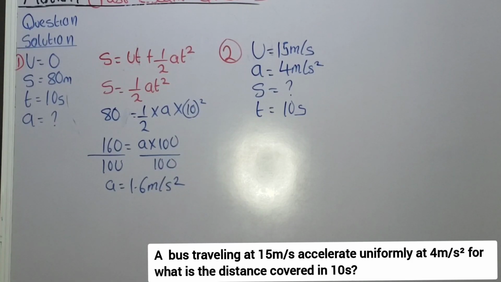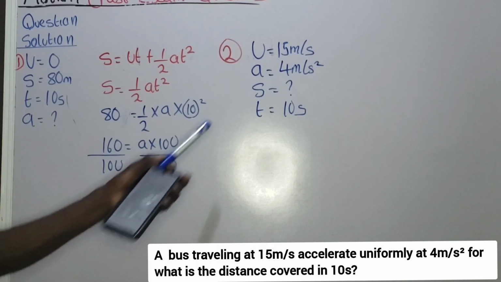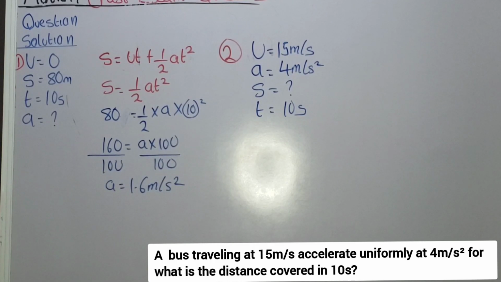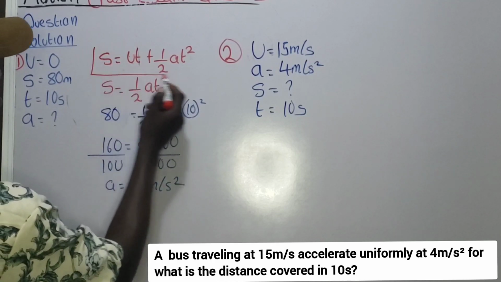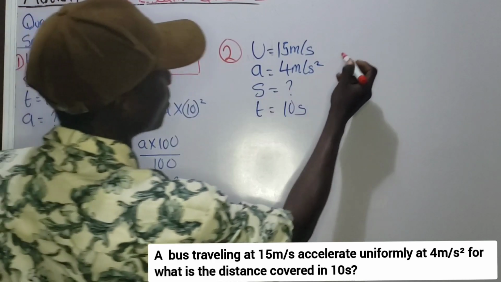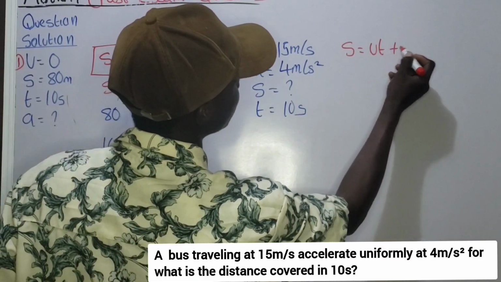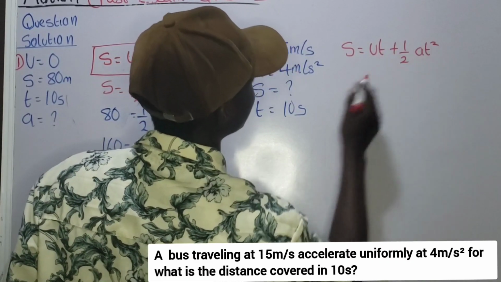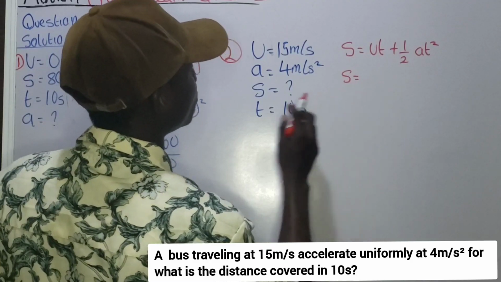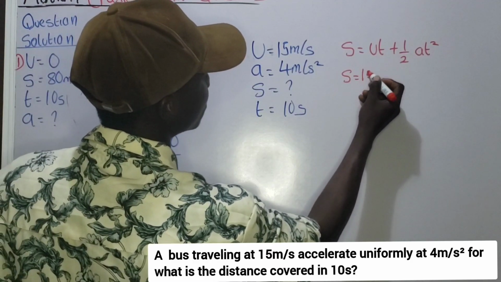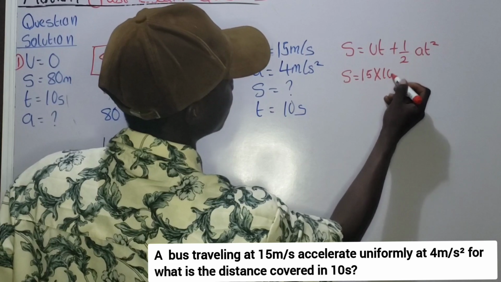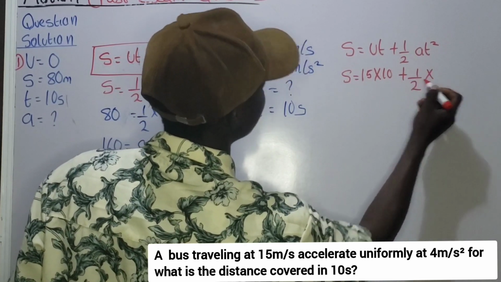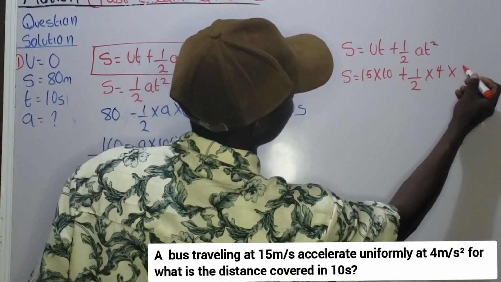With respect to the given parameters, how do we calculate the distance? Which of the equations of motion are we going to use? We're going to use the second, and in using the second, we can easily determine the distance covered in 10 seconds. This is the second equation of motion. So here I'm going to have s equals ut plus 1 over 2 at squared. u is 15, so I'm going to have 15 multiplied by t, t is 10, plus 1 over 2 multiplied by a, which is 4, multiplied by t squared, which is 10 squared.